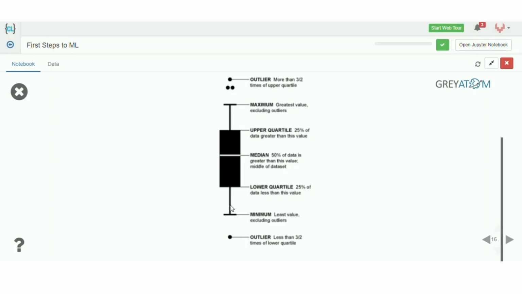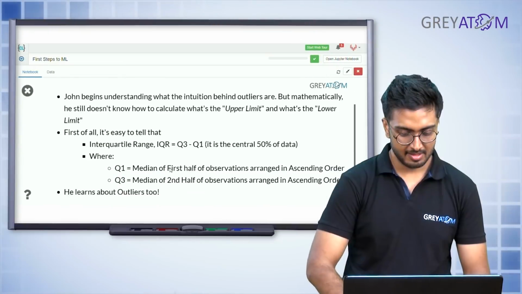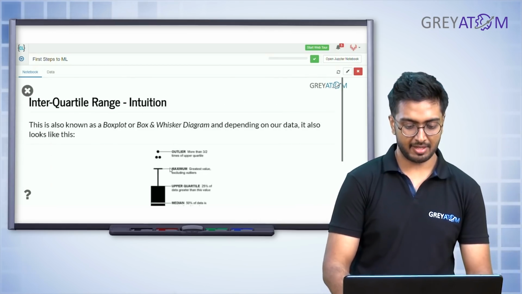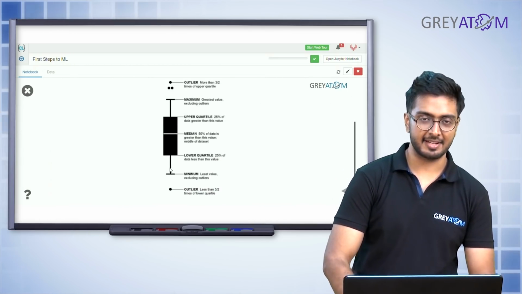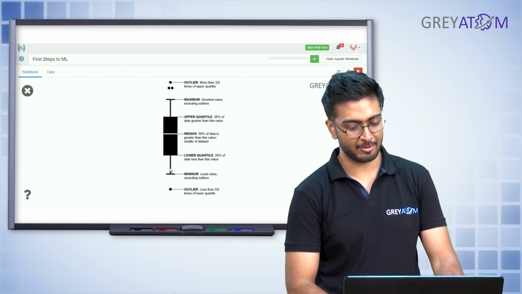Now the concept that we need to understand is what outliers are. But before we talk about that, let's first understand this diagram, then we can go back to understanding what outliers are.